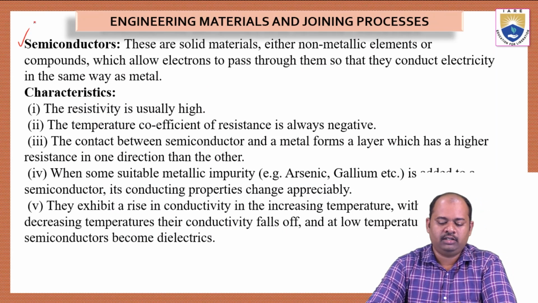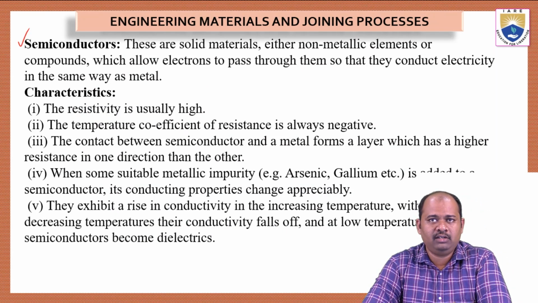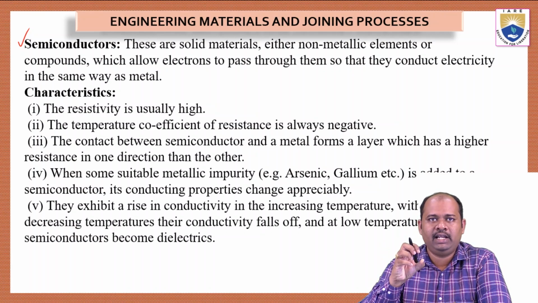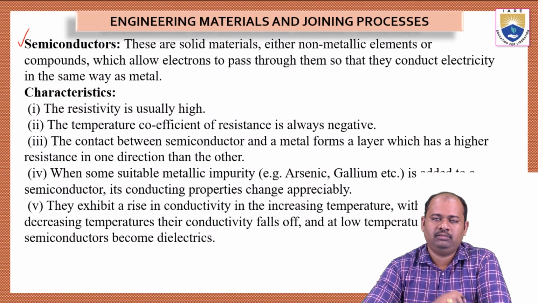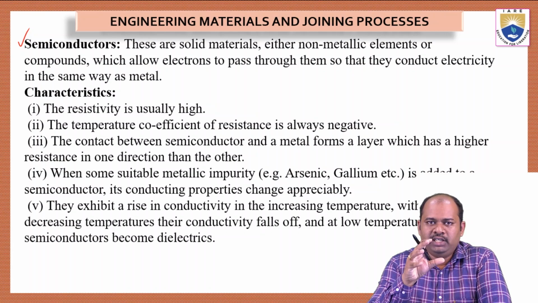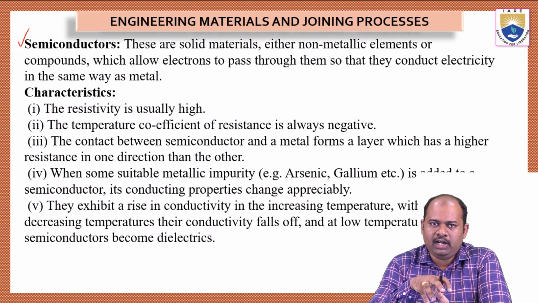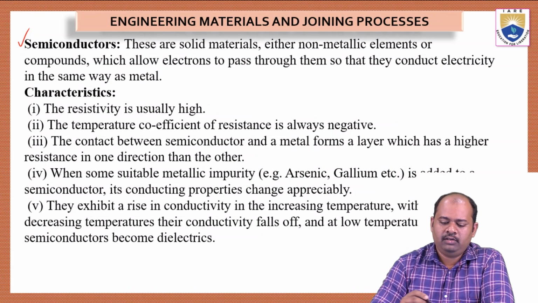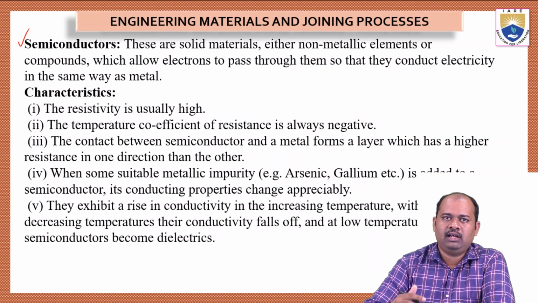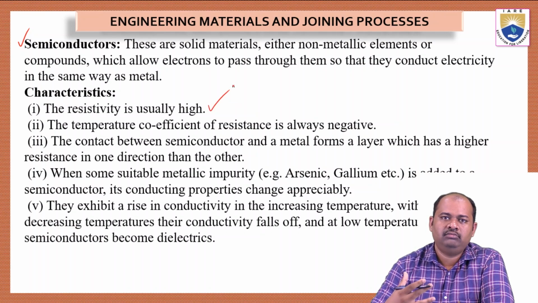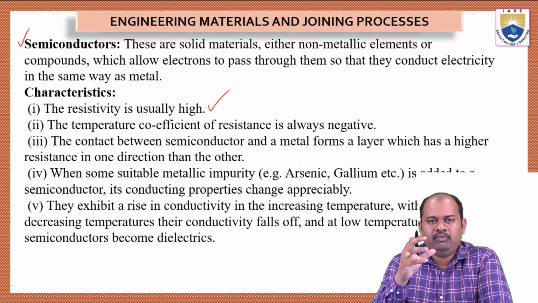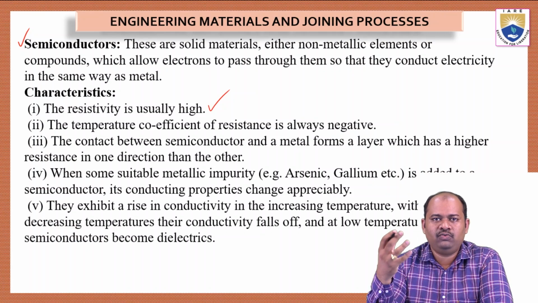We'll see what is a semiconductor. Semiconductors are solid materials. These are non-metallic elements or compounds which allow electrons to pass through them so that they conduct electricity in the same way as metal. Semiconductors are the materials which will behave like a conductor as well as an insulator depending on the particular situation. The main characteristic of a semiconductor is that its resistivity is usually very high, but at a particular time they will act like a conductor so that they will allow electricity to flow through them.